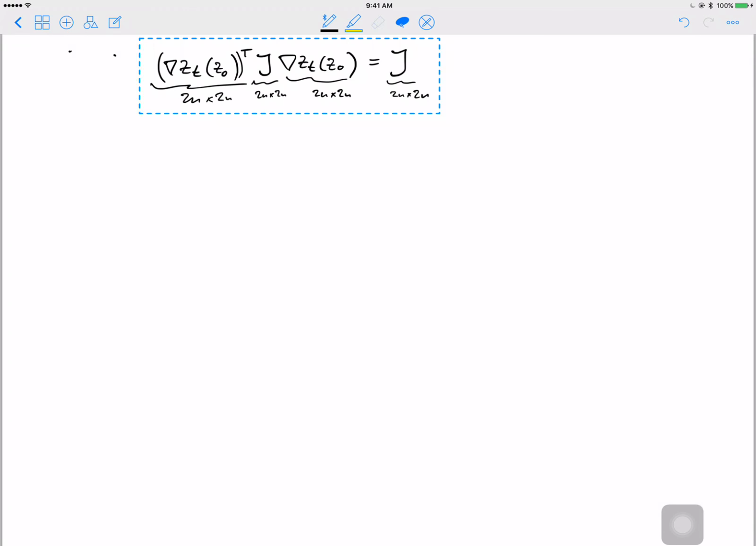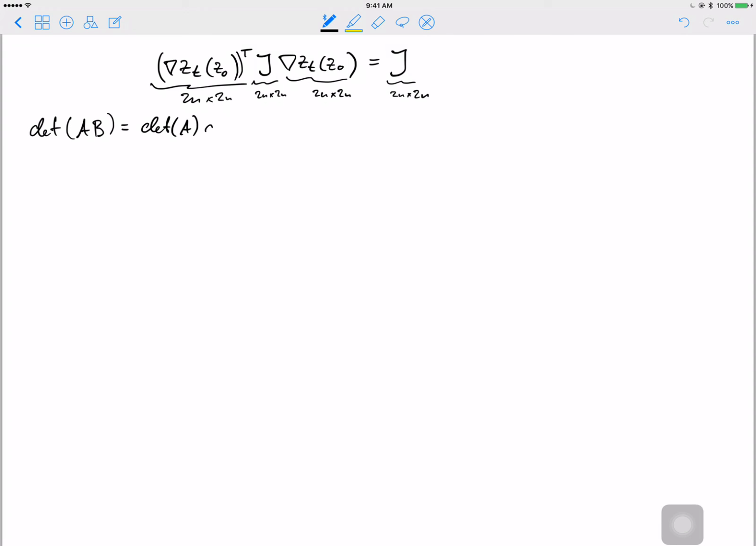And here is one cool thing that follows as a consequence of symplecticity. Let's take the determinant of this. You know the product rule of the determinant, right? So you know from linear algebra that the determinant of matrices AB, which can be multiplied together, is equal to the determinant of A times the determinant of B, right? What is the determinant of J, by the way?